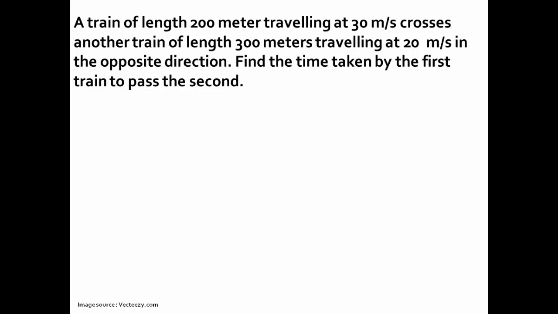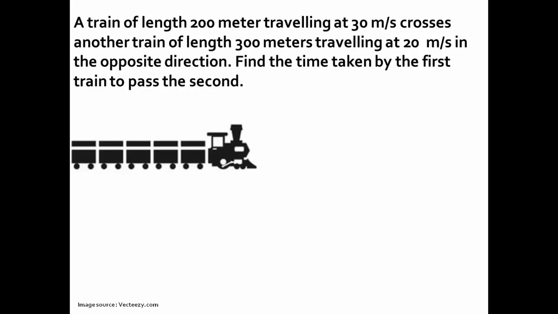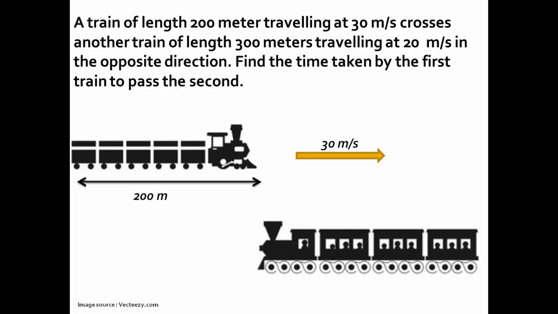Now, as you read the question, the scenario should come into your mind. The first train is of 200 meters length. It is traveling in one direction at 30 meters per second. The second train is coming from the opposite direction. It has a total length of 300 meters and is traveling at 20 meters per second. Our aim here is to find the total time taken by the first train to completely cross the second one.